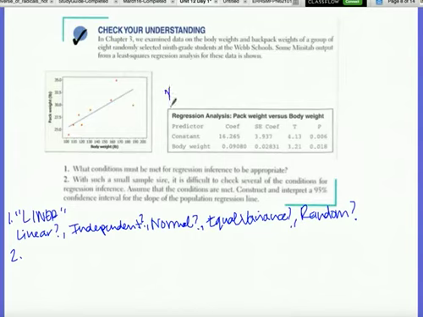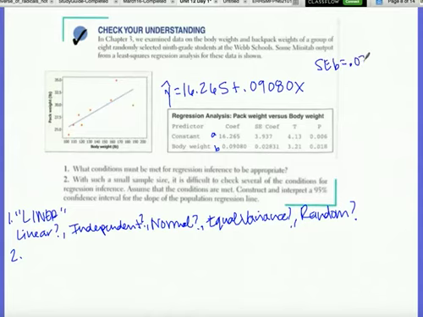I would suggest starting by creating our least squares regression line. So that would look like y hat equals 16.265 plus 0.09080 x. So that means that this is A, this is B. It's also important that you have your standard error of B, which in this case would be 0.02831.